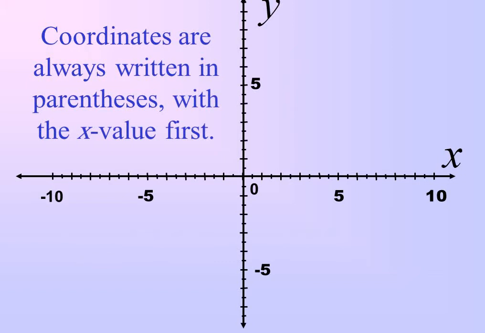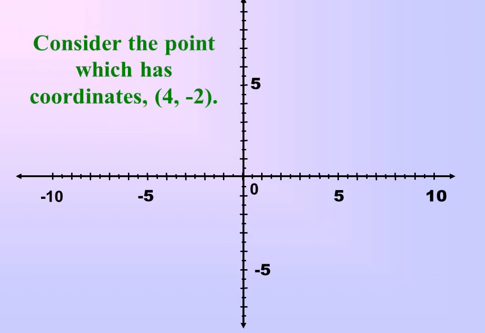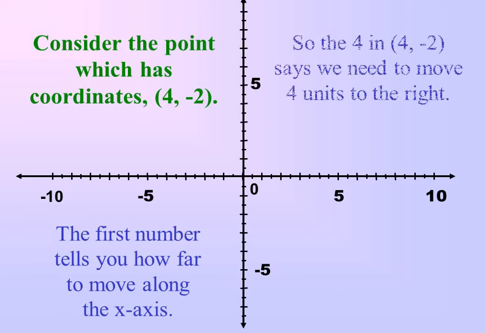This is how we define them. If we want to define a point, we have to write its x and y coordinates. How do we write them? We write them inside parentheses, and you can see here from left to right, we always start with the x coordinate. Coordinates written in parentheses are called an ordered pair. So we call them an ordered pair.